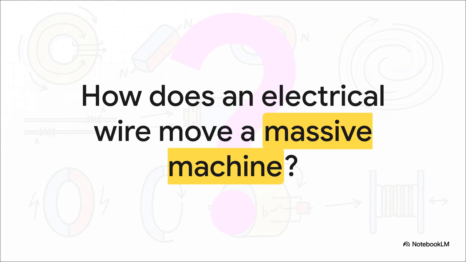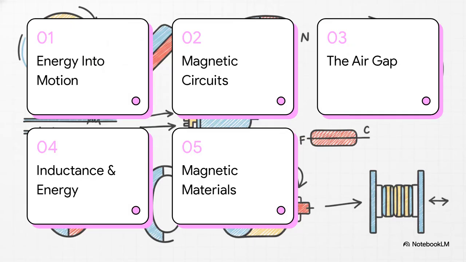So we're going to start with a pretty massive question, one that really sits at the heart of all electromechanical energy conversion. How exactly does an electrical wire move a heavy physical machine? I mean, it's not magic, right? And it certainly doesn't happen directly. There's this absolutely essential invisible middleman involved. Energy literally has to be translated from the electrical domain into a magnetic field, and then from that magnetic field into actual physical motion. Here's a quick look at our roadmap for today.